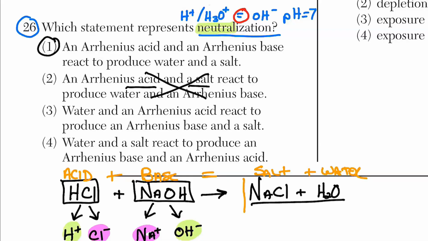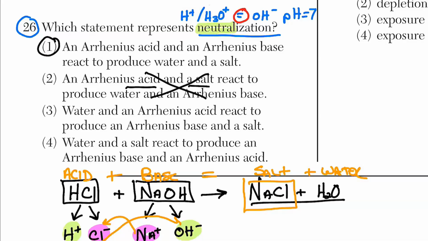And you should be able to predict the compound that's made here. Why? Because the ions will double replace. So this H plus will hook up with this minus and this here. So you should be able to predict that as well. All right, so number 26 is 1.